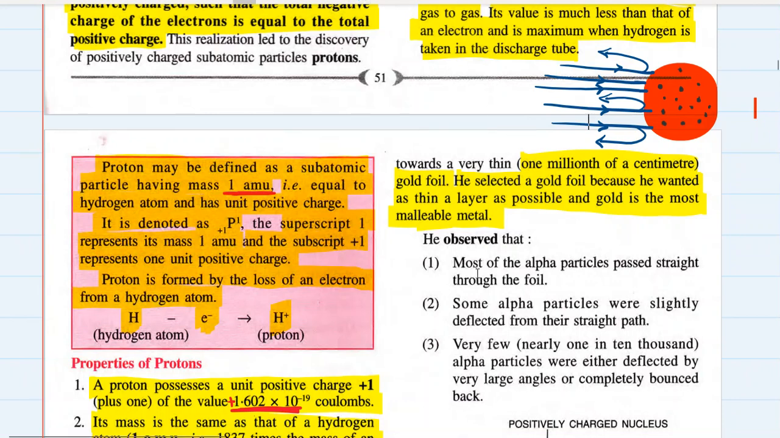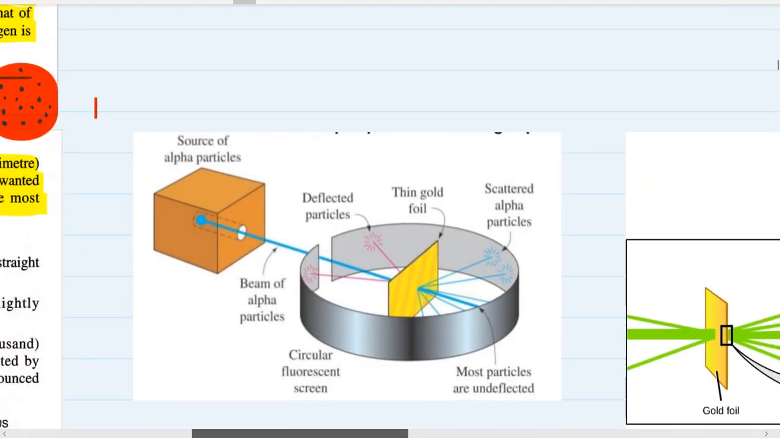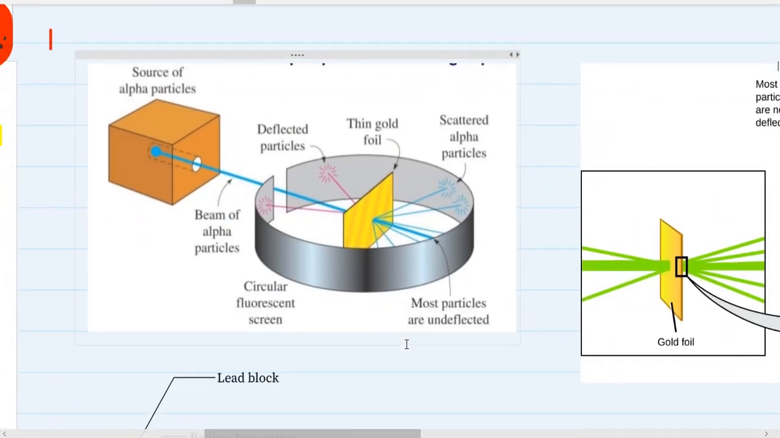So what was the setup of this experiment? Here they have directly given the observations. Let me give you the setup of this experiment. Here you see one diagram where the setup of the experiment is clearly visible. In this cube which you see over here, there is one source of alpha particles. Now this source of alpha particles can be any radioactive substance.